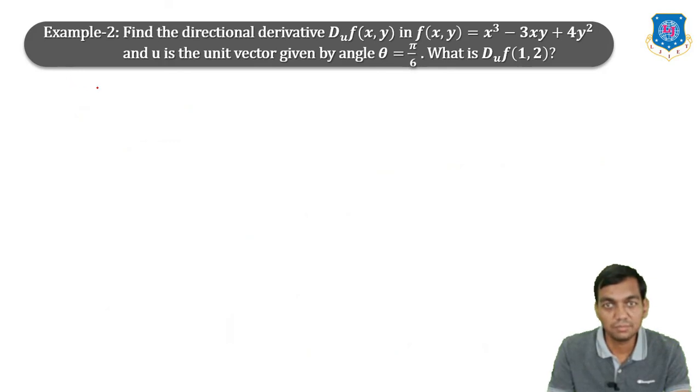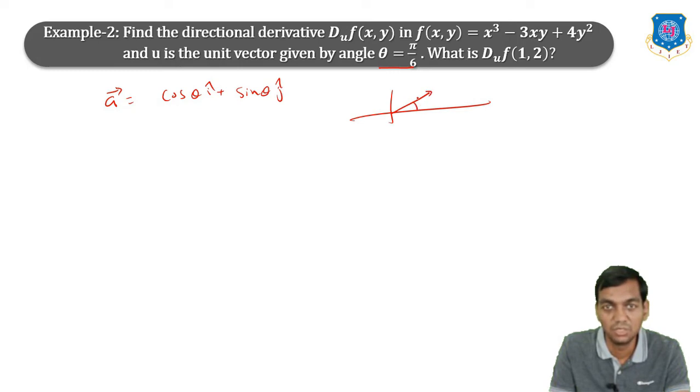In the same manner, here you have to find out the directional derivative where angle theta is pi by 6. So if you are finding the vector a bar with an angle, then it is going to be cos theta into i plus sin theta into j. Because if you have any vector which makes angle theta with positive x-axis, then the unit coordinates are going to be cos theta and sin theta.